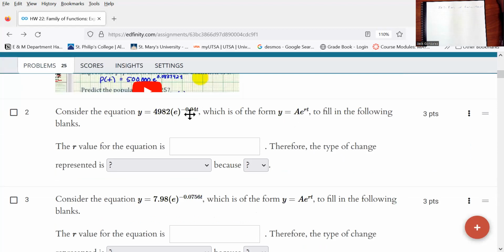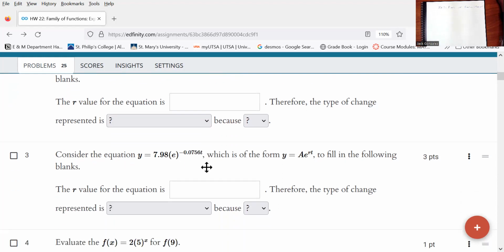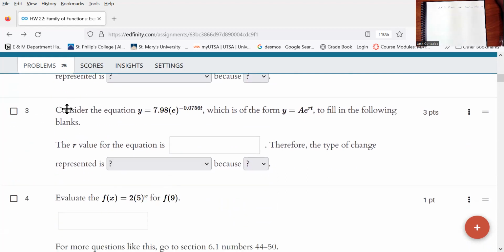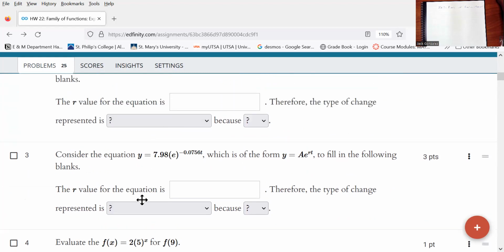Or if you have a negative power, it'll be decay. If it's positive, it will be growth, right? But the E type questions are easy to see. Okay. So number 3, same question, just what is the R? What does it mean? Is it growth or decay?